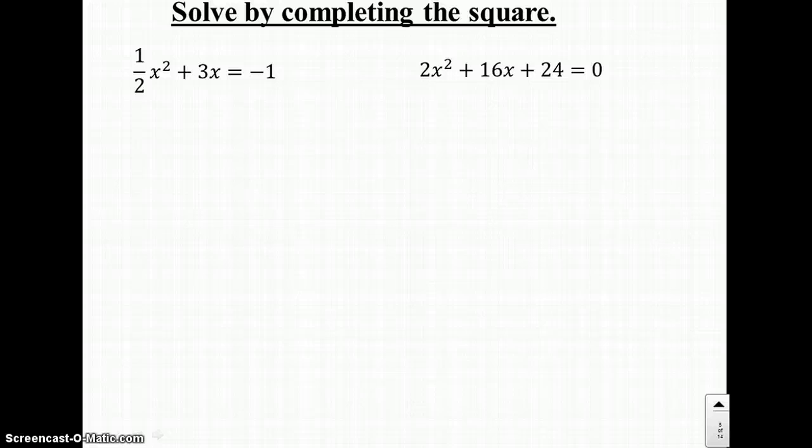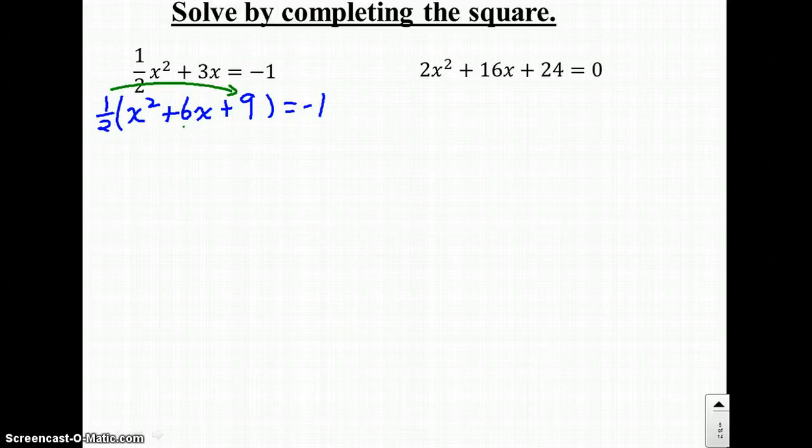A half x squared plus 3x equals -1. Again, step 1, I want to factor out the 1/2. So 1/2 divided by 1/2 leaves me 1x squared. 3 divided by 1/2 is 6. And again, I take half the middle term. So half of 6 is 3. 3 squared is 9. I add 9 to the left side. I must add 9 times 1/2, or 9/2 to the right side.